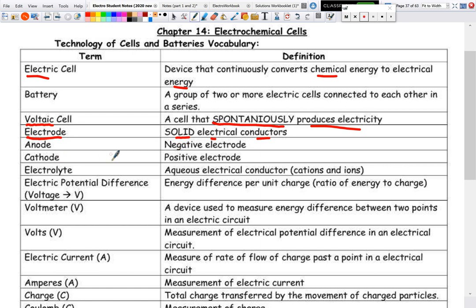Then, finally, just remember electrolyte. We covered these in Chem 20, and these are just aqueous electrical conductors. So they contain cations, which are positively charged, and anions, which are negatively charged.